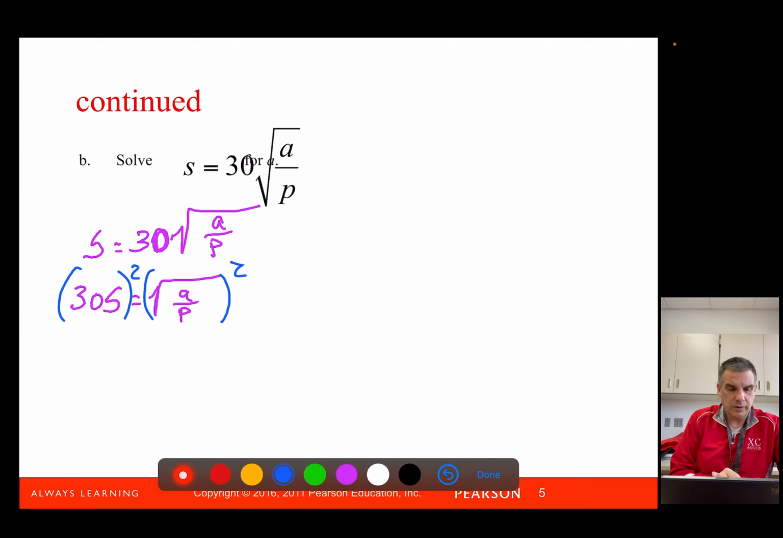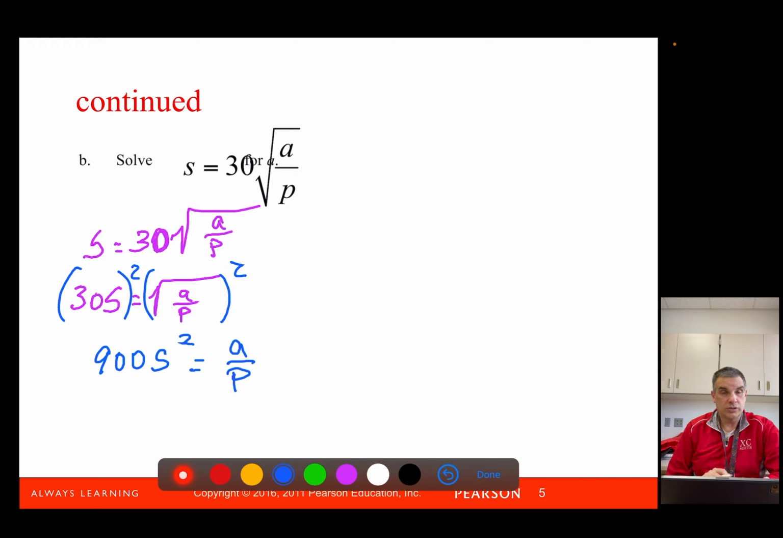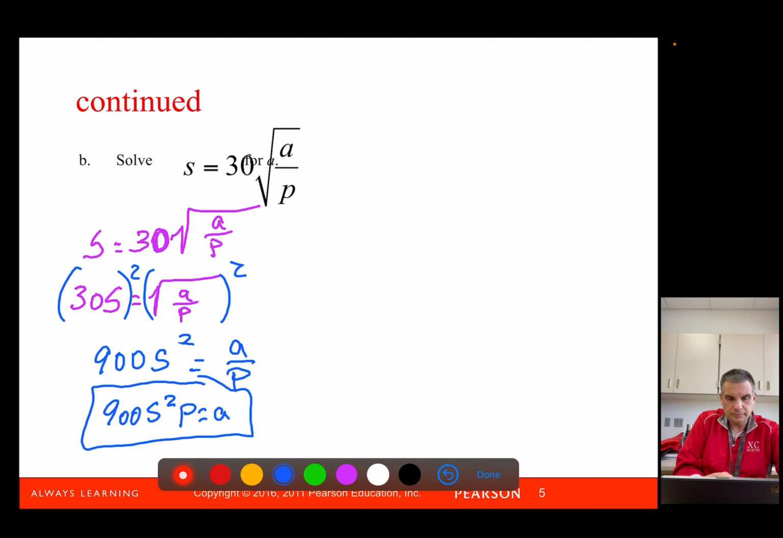So 30 squared is 900. So that's 900s squared equals, now all that's left there is a over p. We're solving for a, so I've got a divided by p, so I'm going to multiply both sides by p. So we've got 900s squared p is equal to a. And that's your solution, solving for a in there.